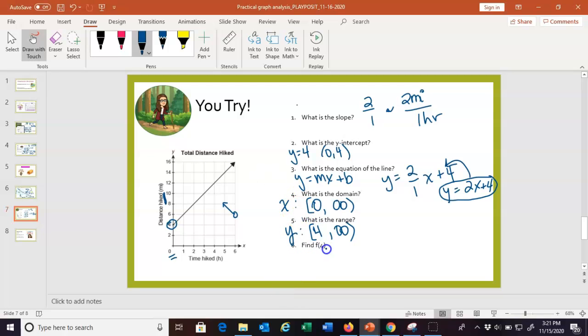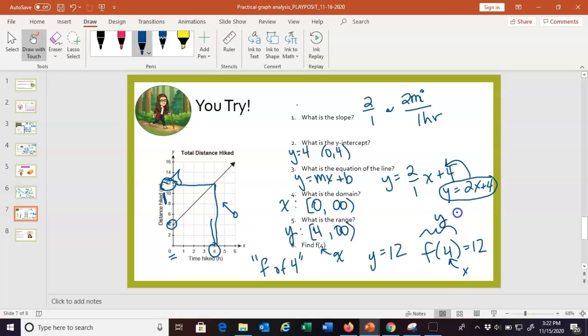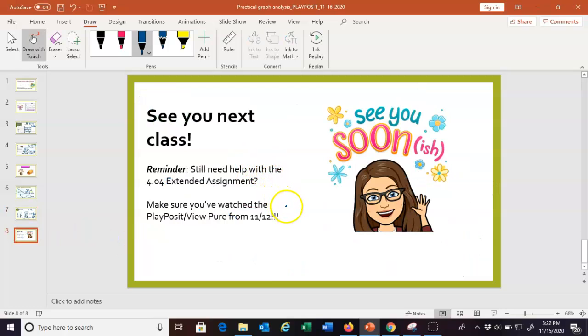And our last one here, find f of 4. F of 4. Remember that's the input. It is inside those parentheses, so that's the x. So when x is 4, we go up to the graph, and we go over to the y-axis and get 12. So f of 4 equals 12. Remember, this is x, and this whole thing is y. Awesome job, you guys. I will see you next class.